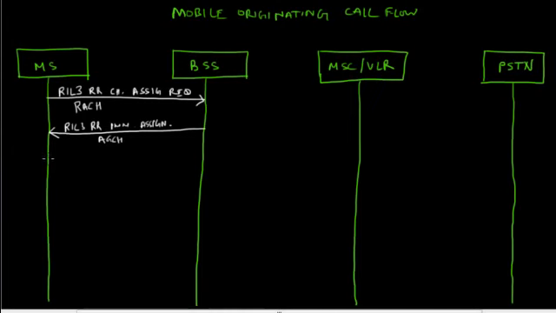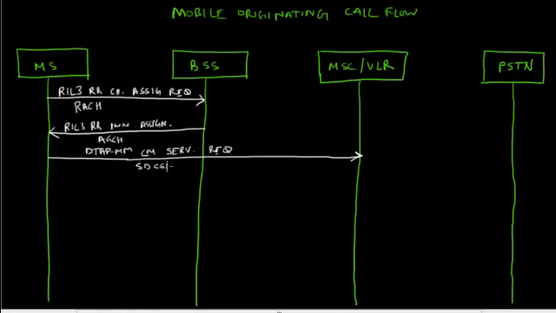Now mobile can actually hop on to that standalone dedicated channel and send a service request message to the BSS, which is the DTAP mobility management call management service request, which is sent on the standalone dedicated channel. It's sent to the BSS. BSS forwards that message to the MSC VLR.